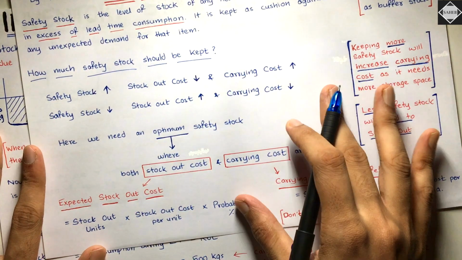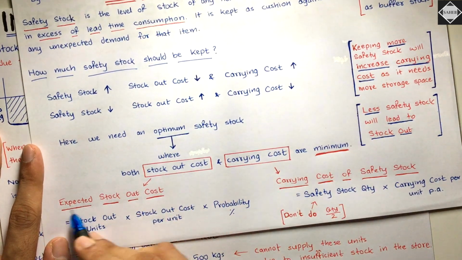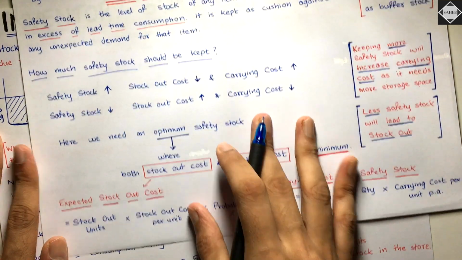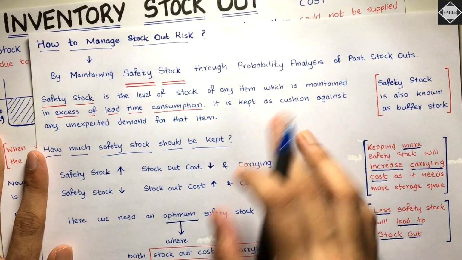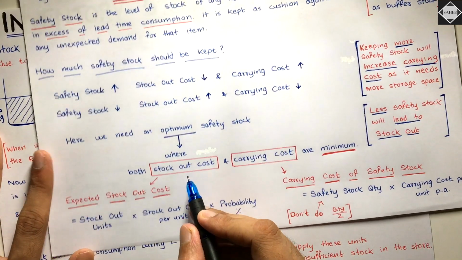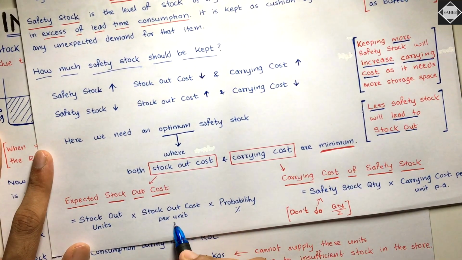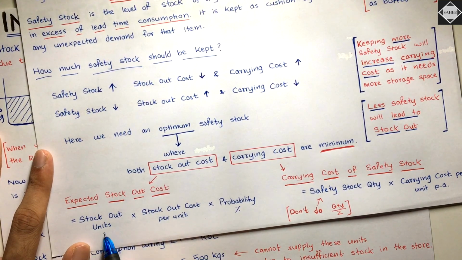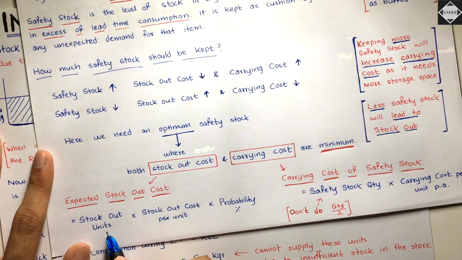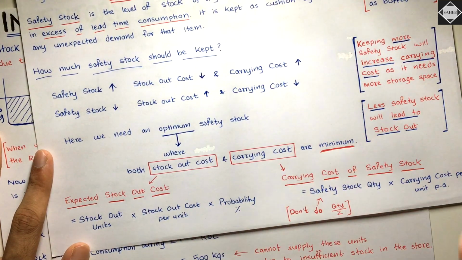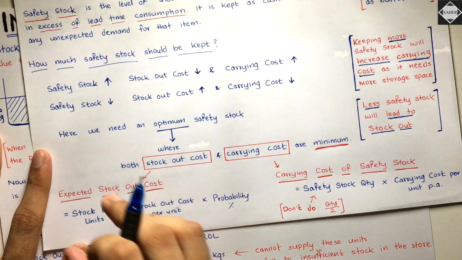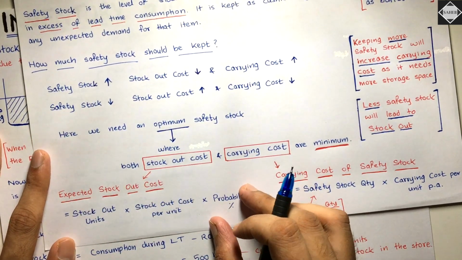It's really simple, don't worry. See here, we call this the expected stock out cost, because as I said, we are doing probability analysis. This is not a sure cost. Stock out cost per unit will be given to you in the question, and stock out units we will calculate by multiplying with the probability percentage. When we solve the sum, you will see how simple it is. Don't worry right now. So this is the expected stock out cost.